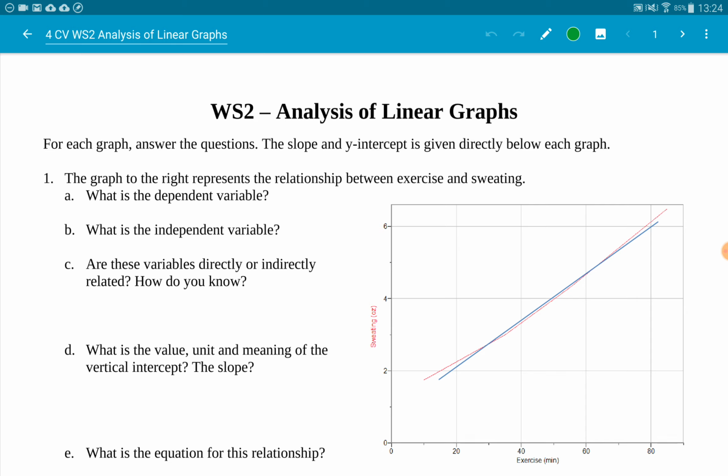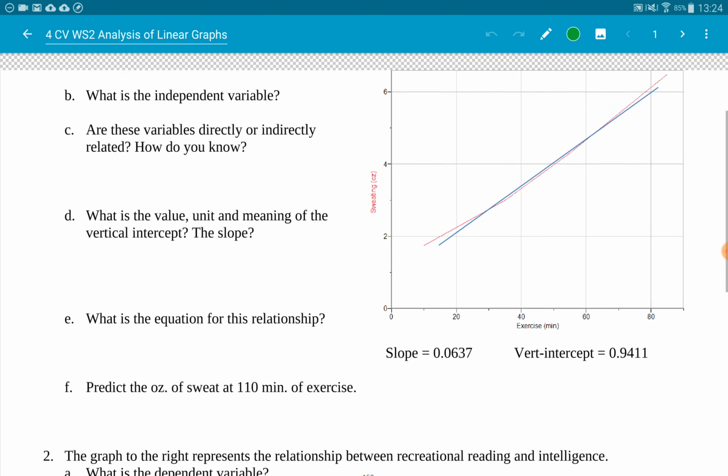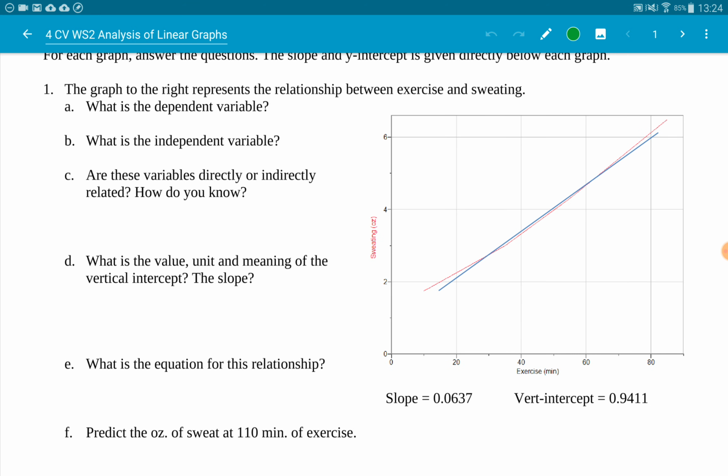Number 1, the graph to the right represents the relationship between exercise and sweating. Cool. They even give units down here. Check it out. As I go to read any graph, I note that's exercise in minutes: 20 minutes, 40 minutes, 60 minutes, 80 minutes. And then the amount of sweating that we're doing is measured in ounces, so fluid ounces in this case, most likely. Although it doesn't say.